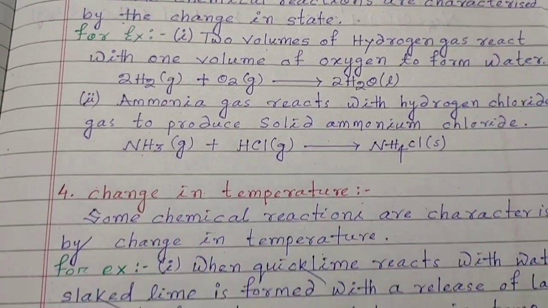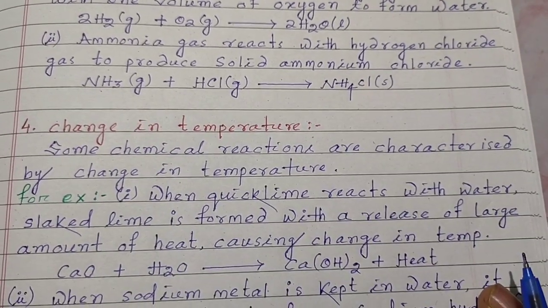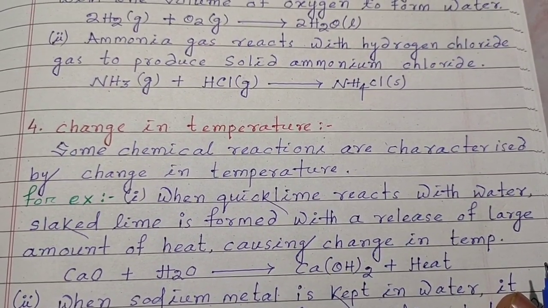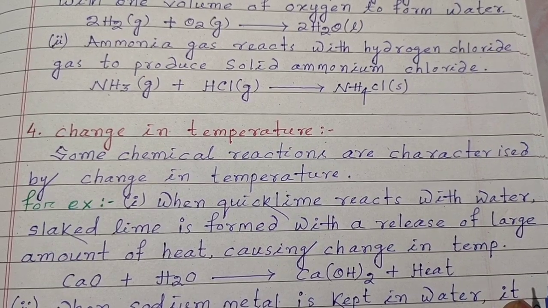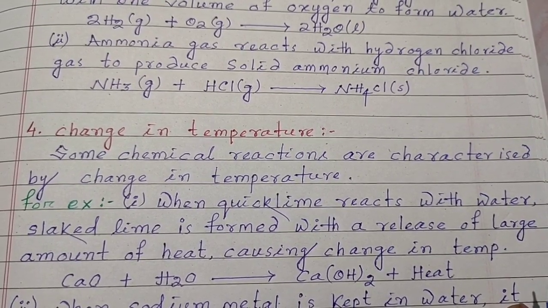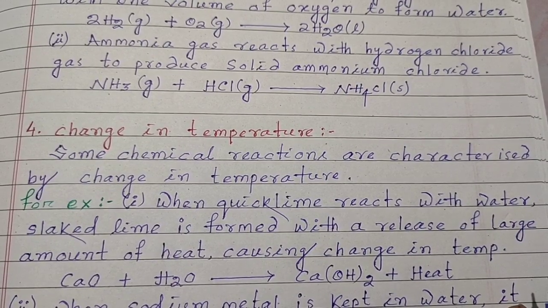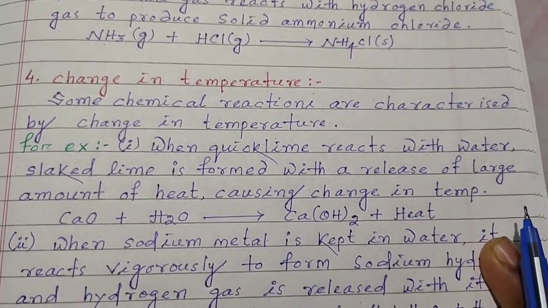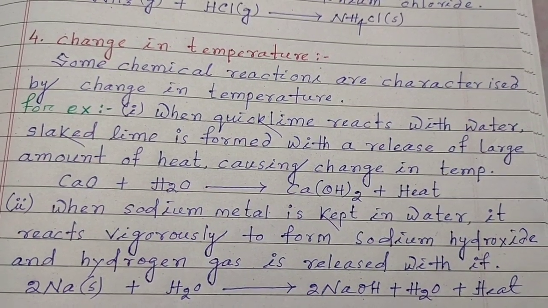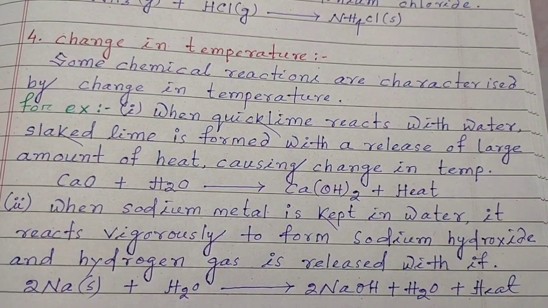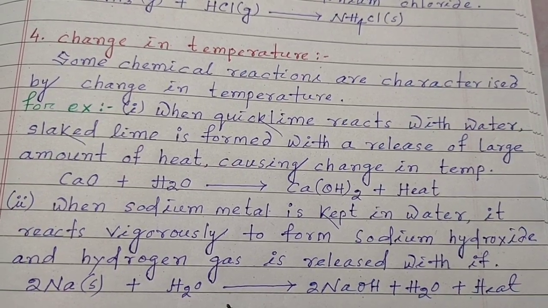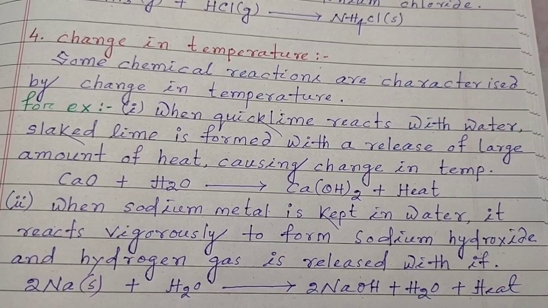Next, change in temperature. Some chemical reactions are characterized by a change in temperature. First example, when quicklime, calcium oxide, reacts with water, it forms calcium hydroxide and a lot of heat. Second example, when sodium metal is kept in water, it reacts vigorously to form sodium hydroxide, and hydrogen gas is released with it. 2Na plus 2H2O gives 2NaOH plus H2 and heat.